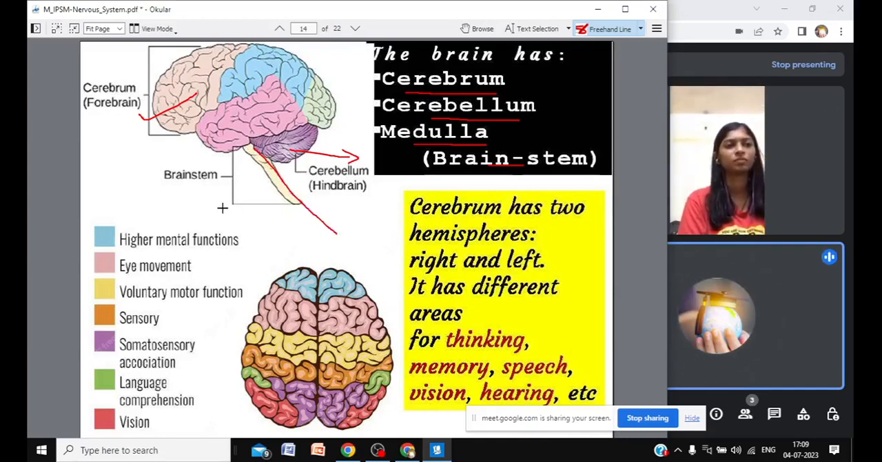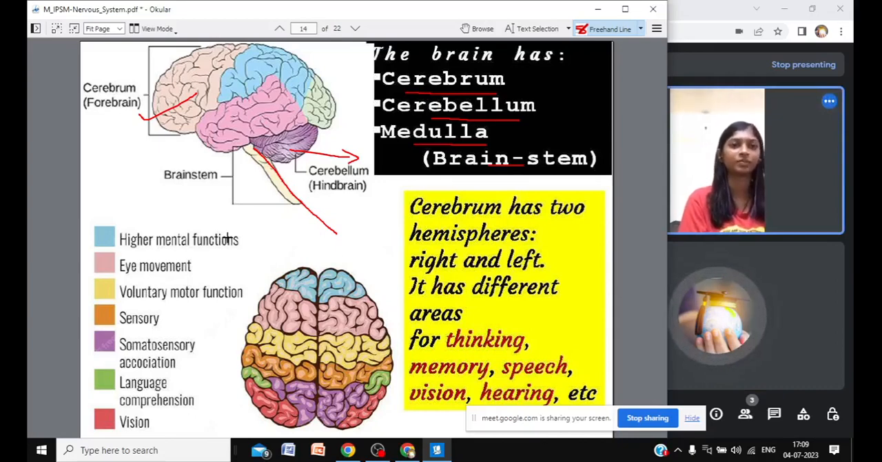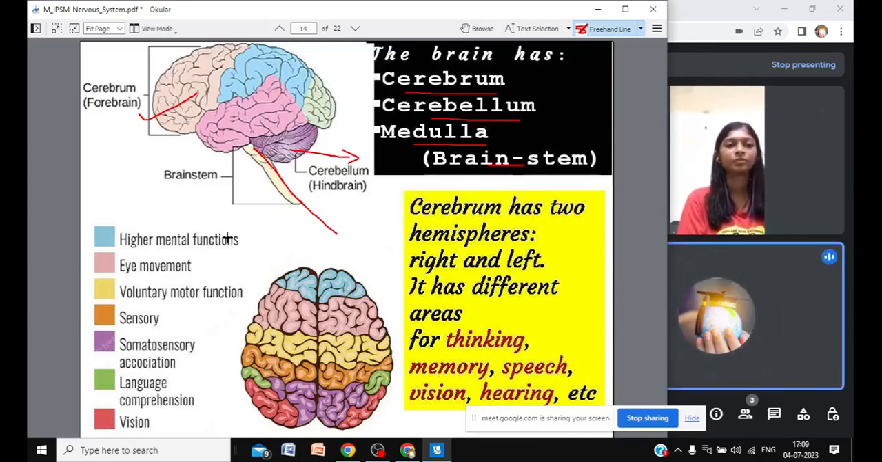So you have colors in the cerebrum like green, red: higher mental functions, eye movement, voluntary motor functions. They only need to know that different areas of the brain control different activities. They don't have to learn all these details, but the brain has different areas for different purposes. Only this much they have to know. The brain is very big, larger compared to other animals. The brain has many folds, and the cerebrum has different areas for different activities.